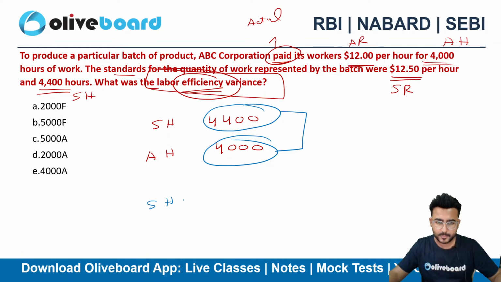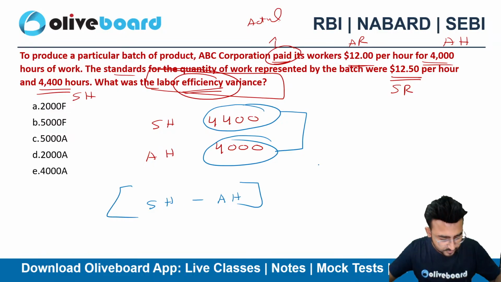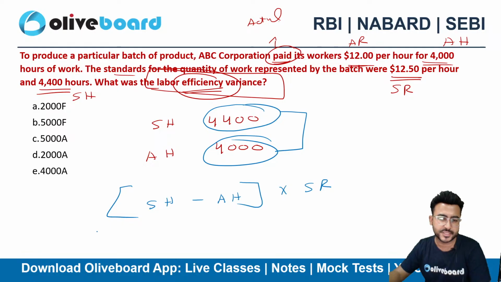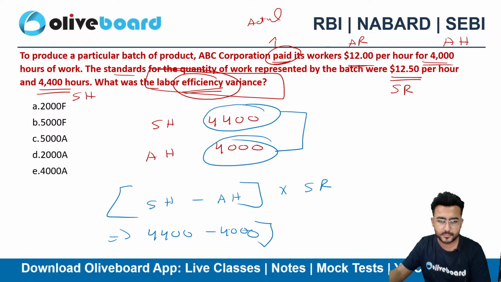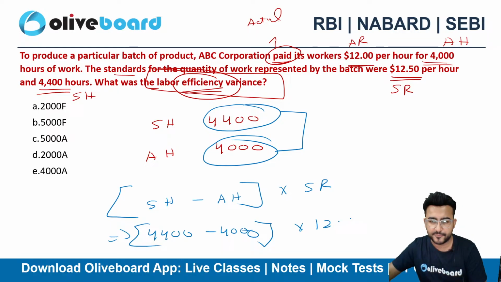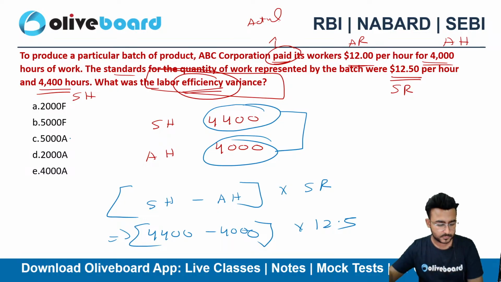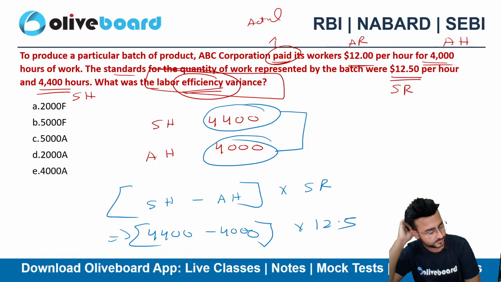Standard hours minus actual hours, into standard rate. This is the actual formula for calculating the labor efficiency variance. So 4400 minus 4000, multiplied by 12.5. The correct answer here will be 5000. Okay, the correct answer here will be 5000. Now, can you guys tell me, is this 5000 favorable or adverse?